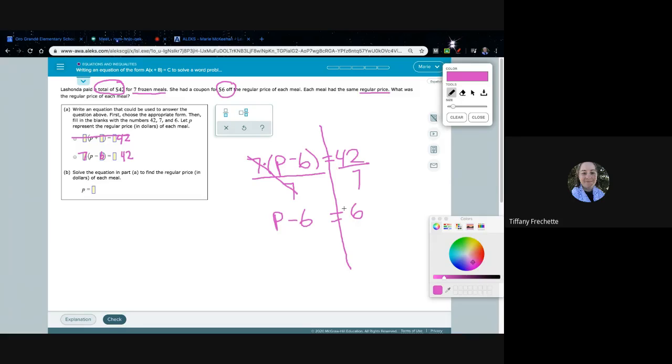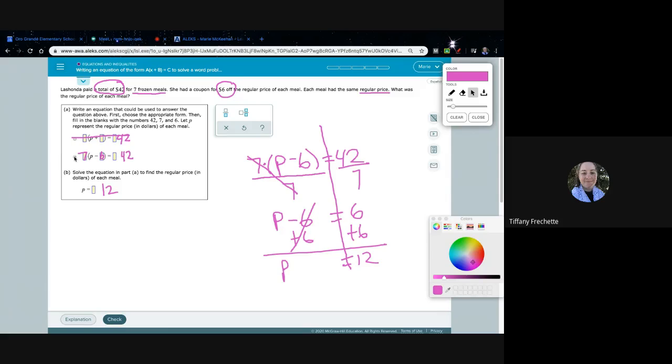So now I'm going to add 6 on both sides, right? I'm going to add 6 on both sides because I'm trying to get p all by itself. That's always my goal, no matter what. So I'm going to add. p comes straight down. Negative 6 plus 6, they're opposites, so they become 0, which is what we wanted to happen. 6 plus 6 is 12. So the original price of the meals was $12.